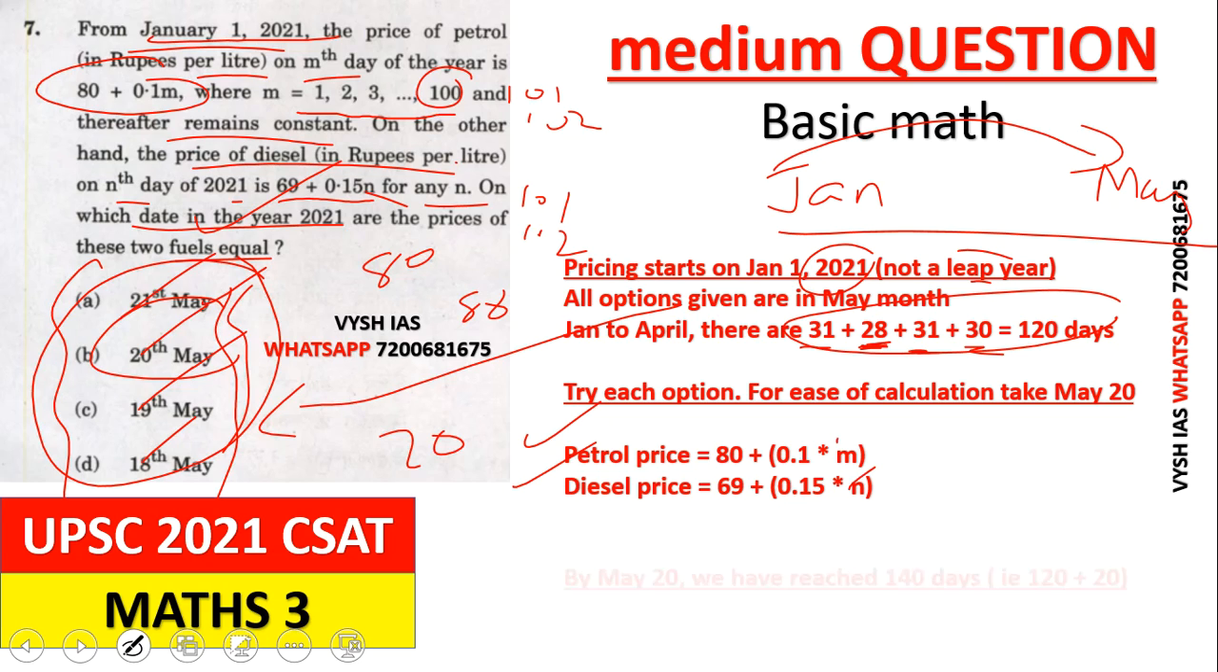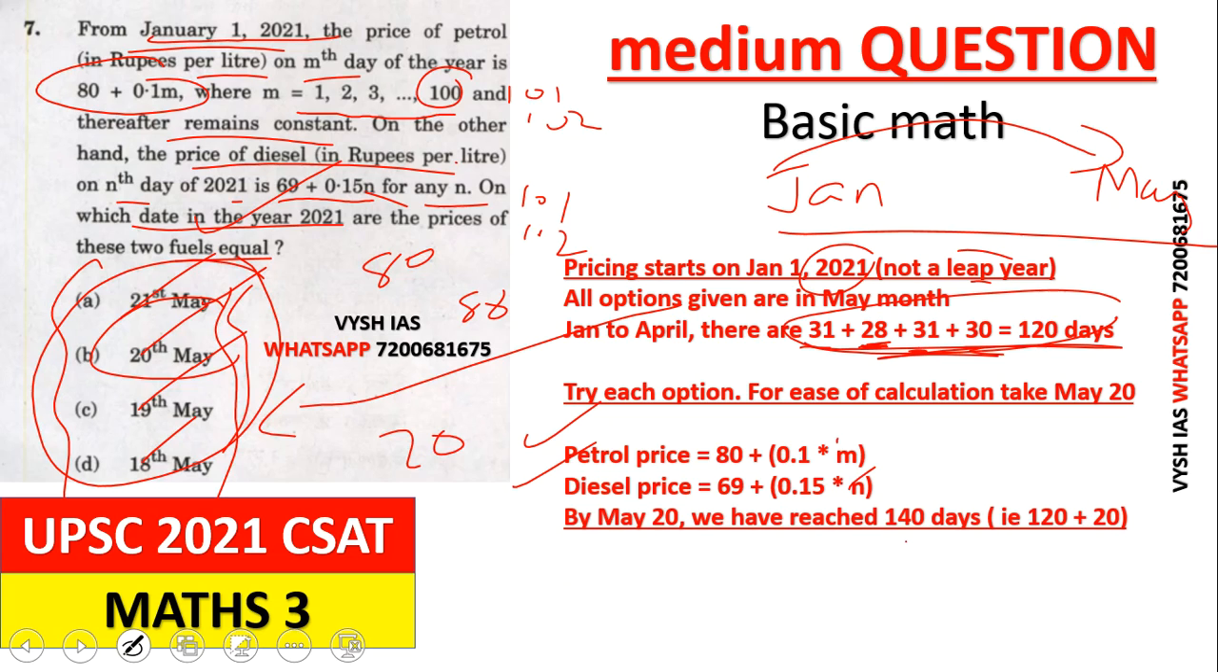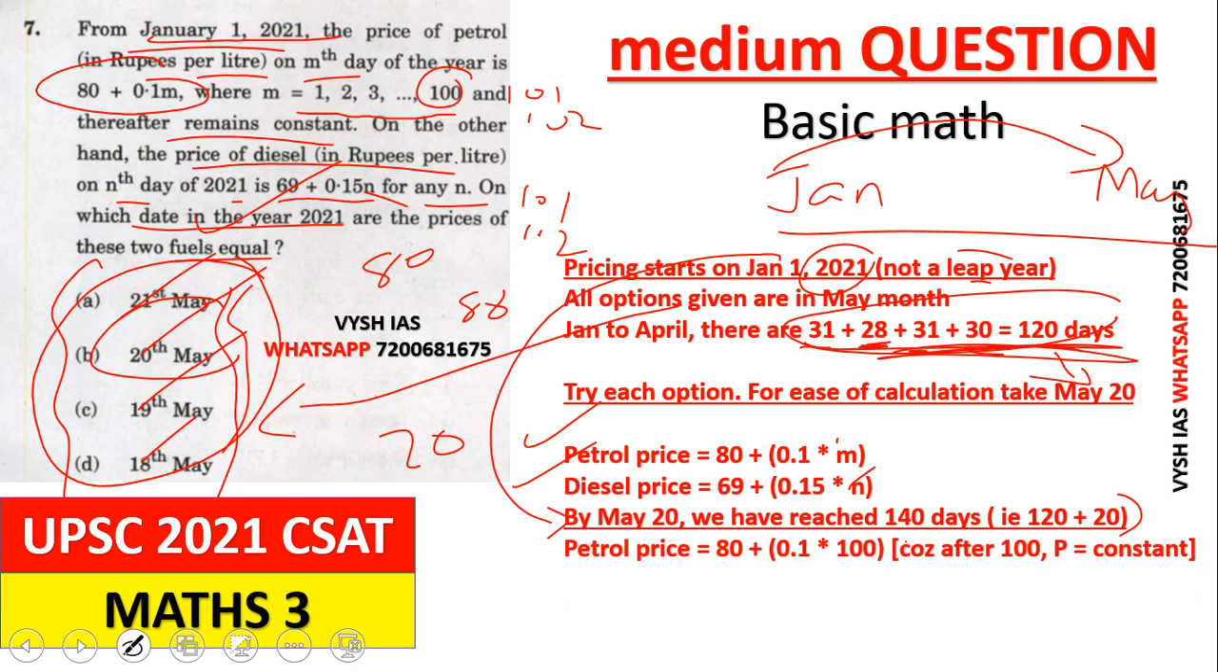Suppose it is May 20. Total number of days is what? 120 days up to April, and then plus 20 for May 20. So 140 days is the situation from January 1 to May 20. It is 140 days. Now substitute that. Petrol price is equal to what? 80 plus 0.1 into 100.